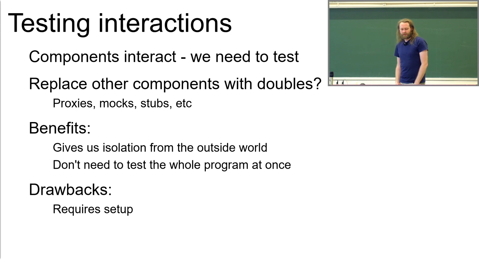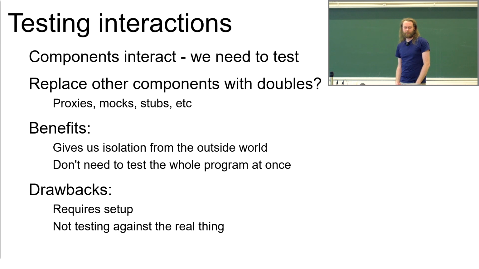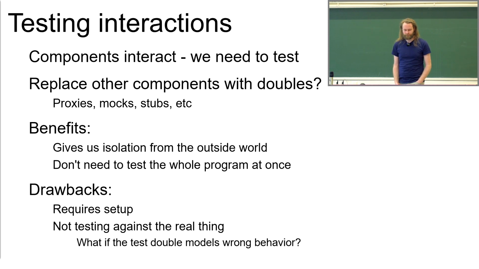The drawback with this is that it requires setup. Obviously, you need to set up the fakes, and you're not testing against the real thing. And the moment you're not testing against the real thing, there is a chance that your fake components go out of sync with the real components, and you're actually not testing the program, you're testing against fakes, and the results you get back are also fake. So if your test double models the wrong behavior, your test is going to pass, but it's going to do the wrong thing.